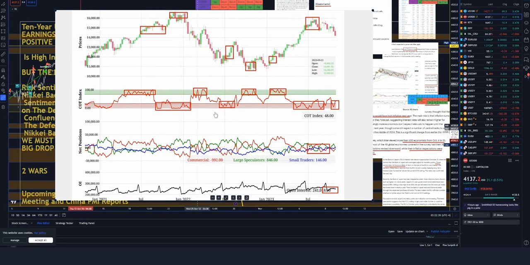So you see here the COT index. We have three types. We have the big players, the commercials. We have the large speculators like hedge funds, banks, and so on. And we have the small traders like you and me, the retail traders. So this number doesn't mean anything, neither the large speculators. The most important is the commercial numbers.